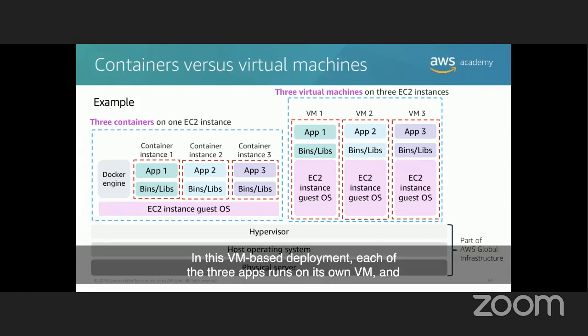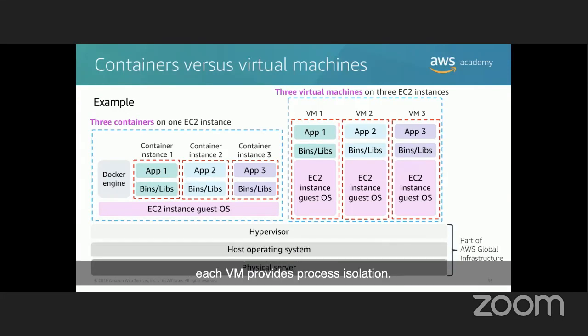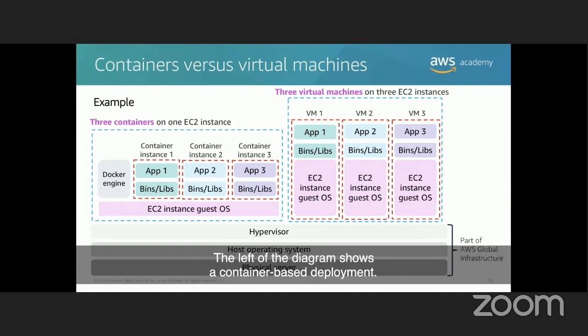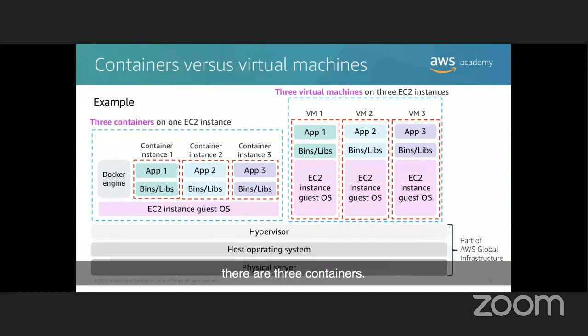In this VM-based deployment, each of the 3 apps runs on its own VM, and each VM provides process isolation. The left of the diagram shows a container-based deployment. Here you see that only one EC2 instance runs a virtual machine. The Docker engine is installed on the Linux guest OS of the EC2 instance, and there are 3 containers.